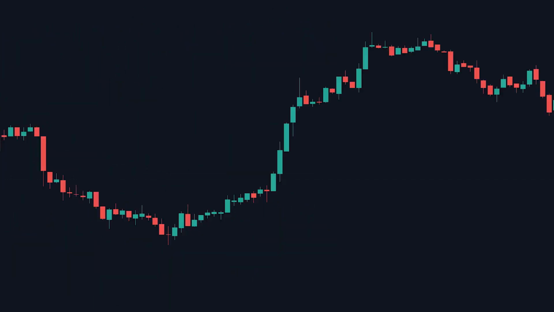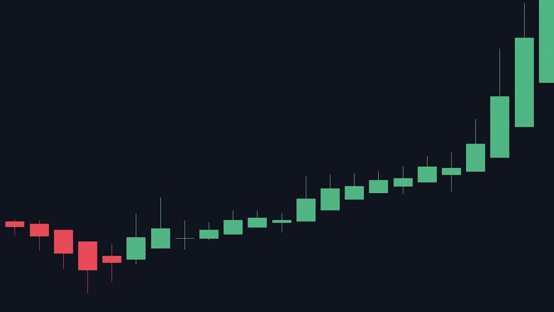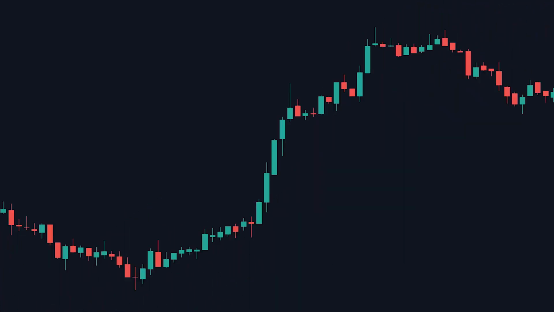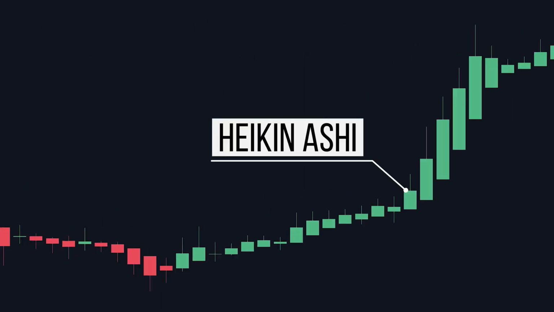So when trading, it's a lot harder to find trends than you might think. Not all trends are going to look this simple and just have all green candlesticks going up. Most of the time they're going to look like this. A strong trend going up, but having multiple pullbacks with red candlesticks, which also might give you false signals on when to sell. That's where the Heikin Ashi comes in.